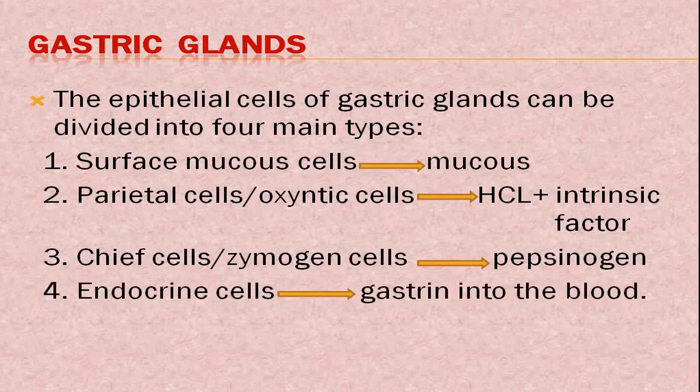And the fourth one is endocrine cells, which are also known as enteroendocrine cells. They secrete a hormone gastrin, which is released into the blood directly, and through blood circulation it stimulates the parietal and the chief cells to secrete their secretion, that is HCl and pepsinogen.